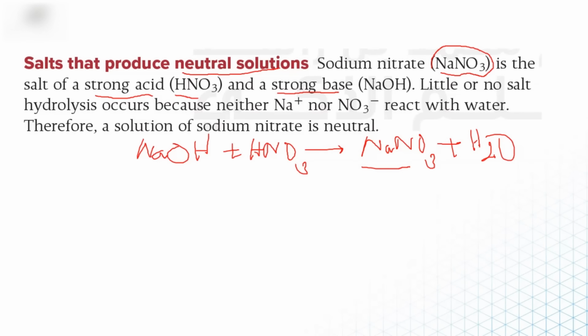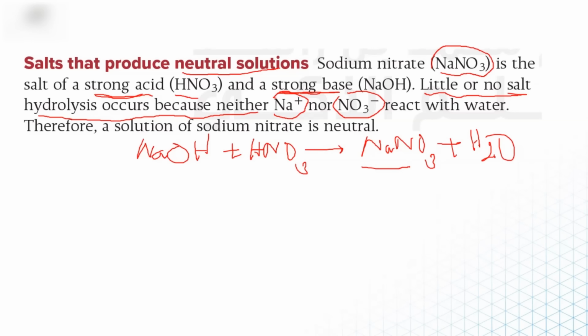Now, because we have a strong acid and a strong base, the equivalence point, or the pH of the solution, is going to be around 7. It will be neutral. Why? Because little or no salt hydrolysis occurs, because Na positive and NO3 negative don't react with water. They will not increase H plus or OH minus concentrations. That's why the solution is going to be neutral. So remember that. It's very important.